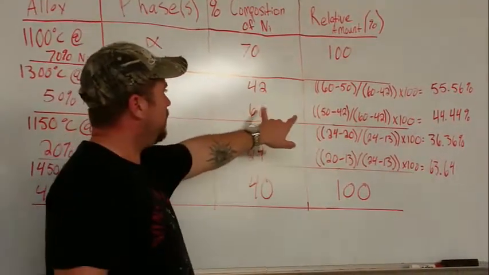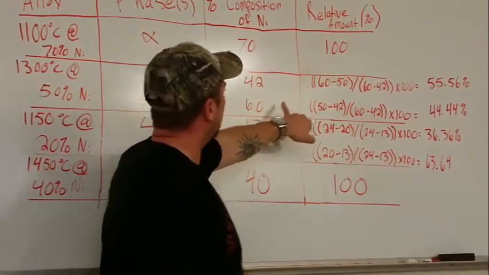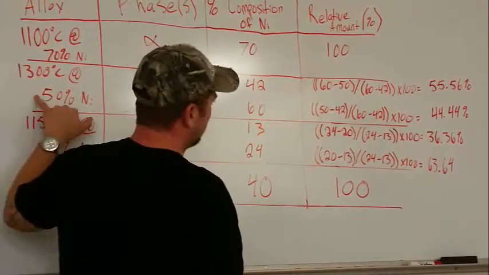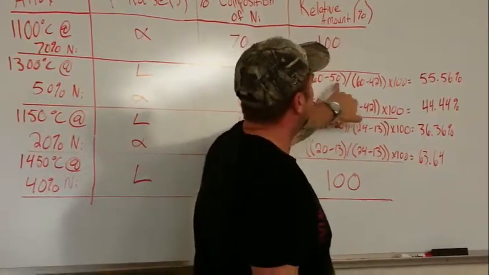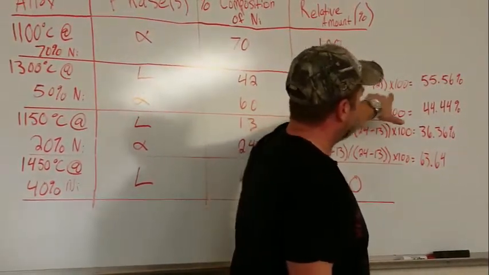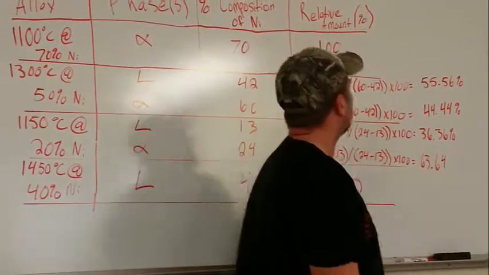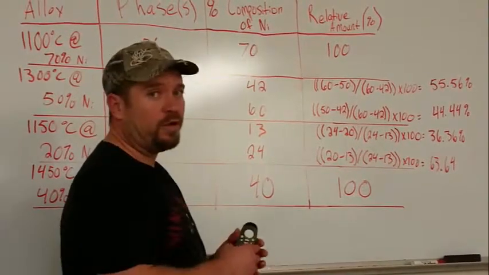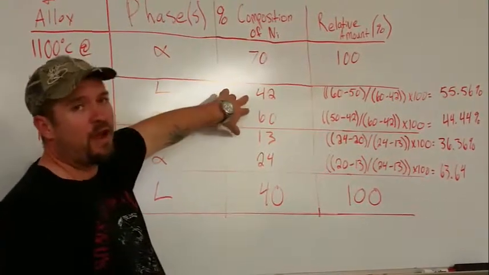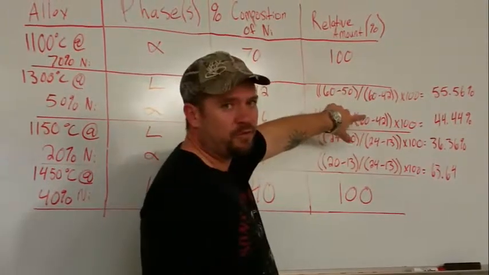Now, the relative amount we calculate like this. We take the 60, which is the percent alpha, minus the percent composition of the cup. So 60 minus 50 divided by 60 minus 42. Once you divide those, multiply by 100, and you find out that you have 55.56% liquid. So these two don't have to equal 100. A lot of times they won't equal 100%. These two will always equal 100%, your relative amount.